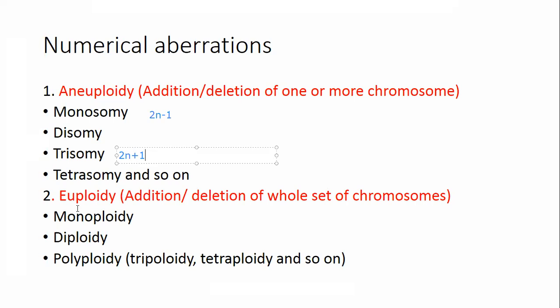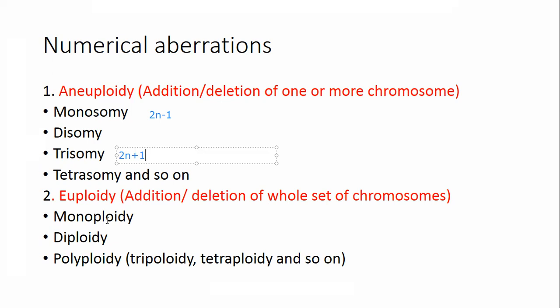The second type of numerical aberration is euploidy. And what is euploidy? That is the addition or deletion of whole sets of chromosomes. So if a haploid set of chromosomes is added or deleted, then it is known as euploidy. So euploidy is actually a true ploidy. Eu means true, and ploidy is relevant with number of the chromosomes. So euploidy is further divided into various types.